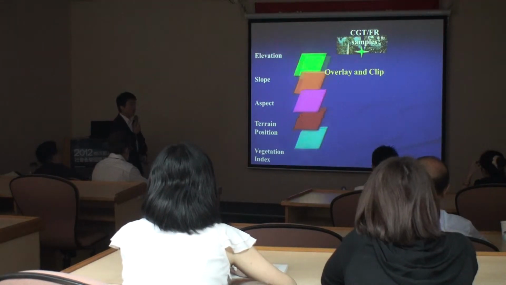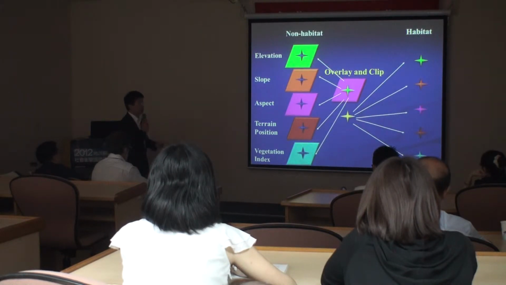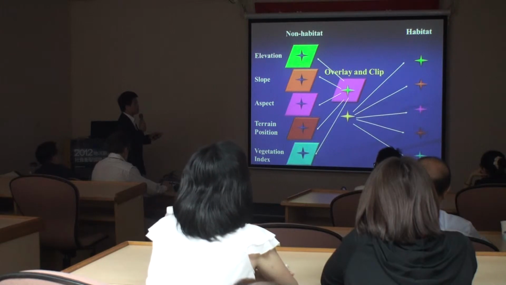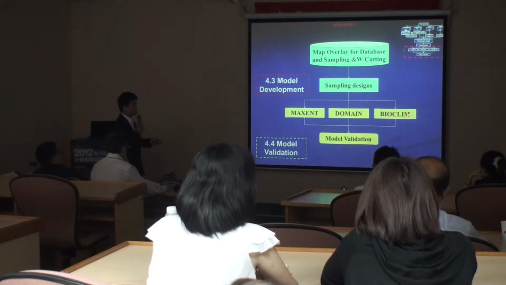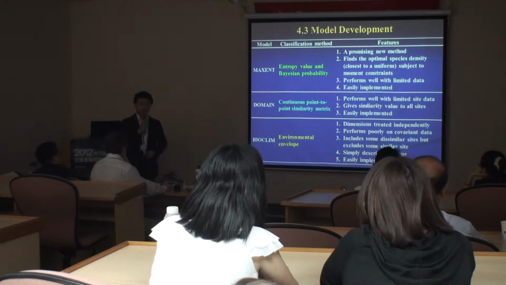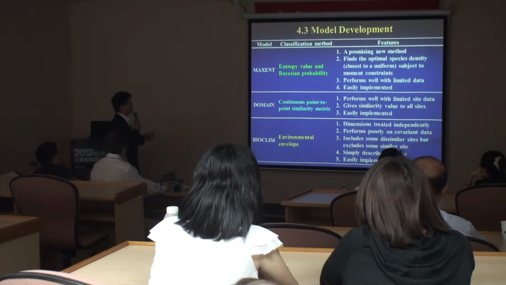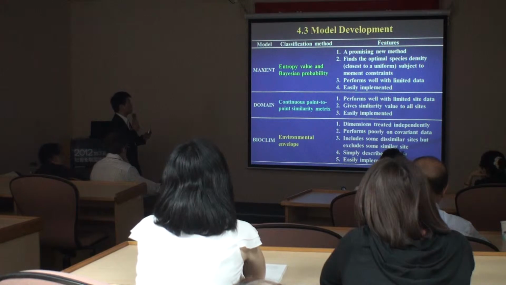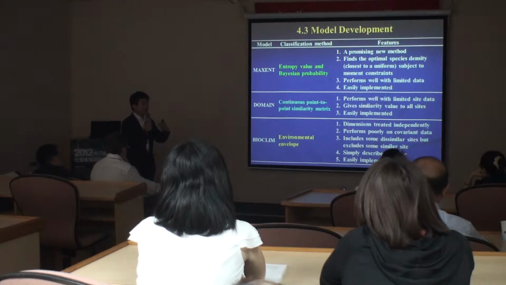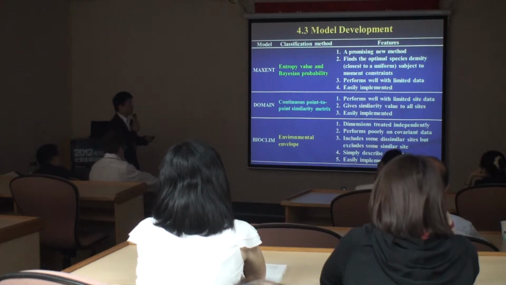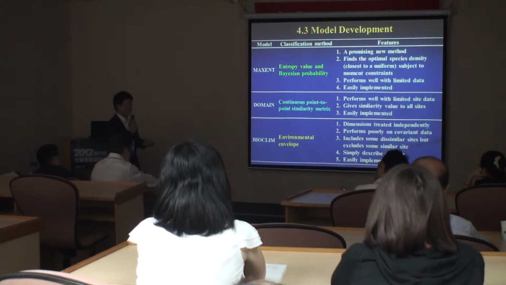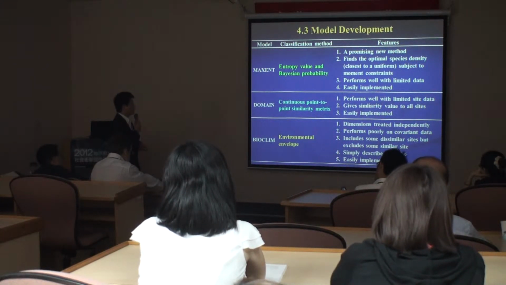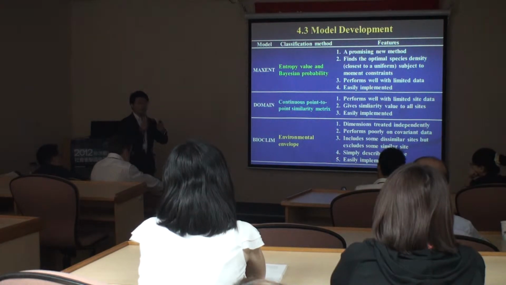That slide shows we overlay all the layers and cut the information so we can get suitable and unsuitable attribute data and input into our 3 models to calculate the parameters. And that table shows our 3 models' information, the classification method and the features. Please see the maxent. Its core idea is using the entropy value and Bayes probability. It's a promising new method and finds approaching a uniform condition. Previous studies say it performed very well with limited data. The second, we use the domain. It's a point-to-point similarity. Just as we know the information, we can give all sites a similarity value.